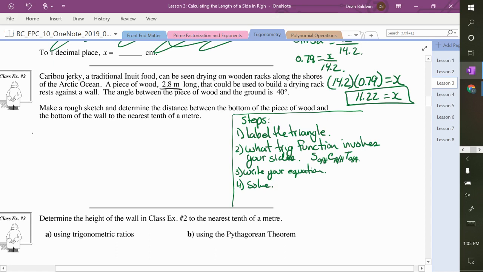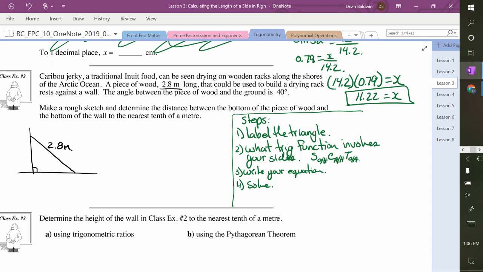So we have a drying rack that rests against a wall. That's all it is. It's a piece of wood 2.8 meters long. So where do I write 2.8? On the diagonal. Right? Because that's the piece of wood that I'm leaning up against the wall. We're going to assume our wall is at right angle because we only know how to do right angle trig. Grade 11, you learn how to do non-right angle trig.